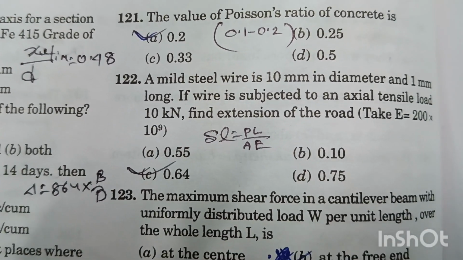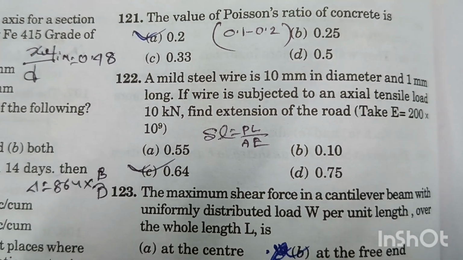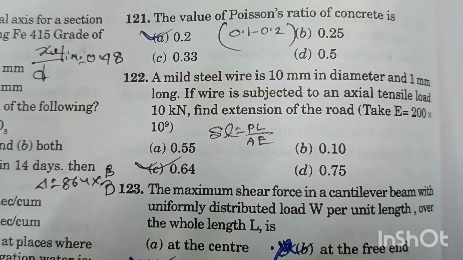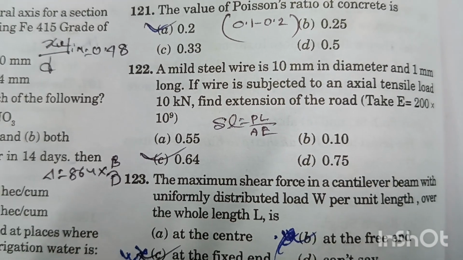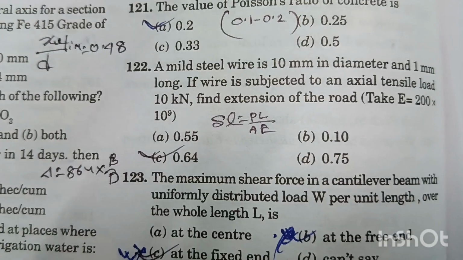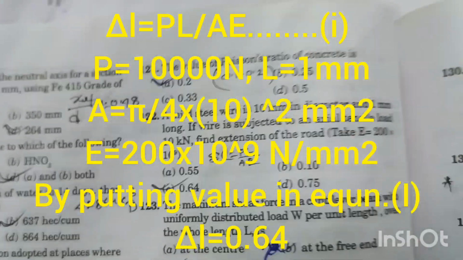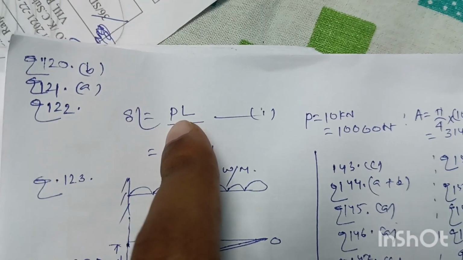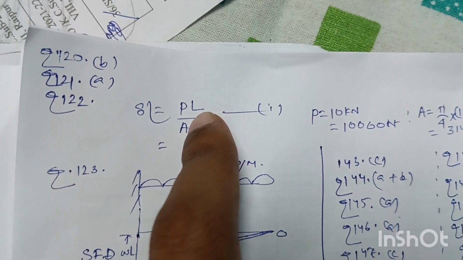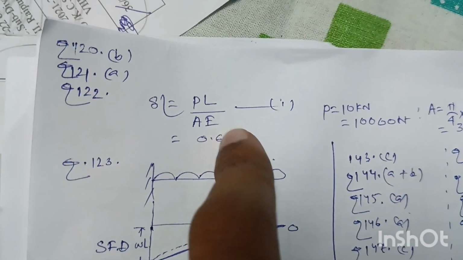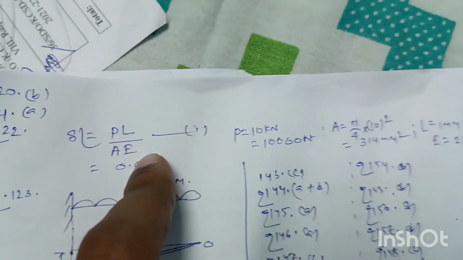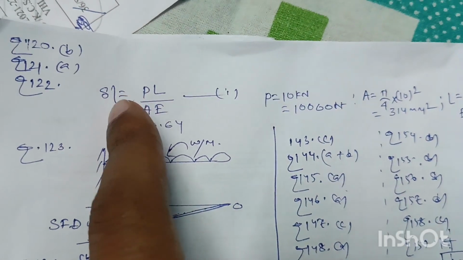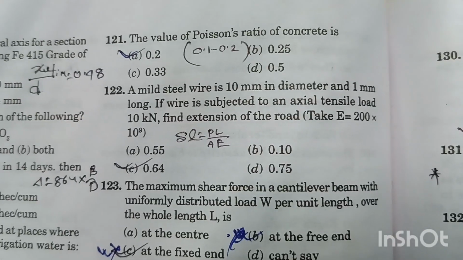Question number 122. A mild steel wire is 10 mm in diameter and 1 m long. If wire is subjected to an axial tensile load of 10 kN, find extension of the wire where E equal to 200 into 10 to the 9 Newton per millimeter square. We know the value of del L, or the extension, equal to PL by AE. P is the applied force, L is the length of the wire, A is the cross-sectional area of the wire, and E is the Young modulus of the wire material. If we put the value of P, L, A and E, we will get the value of del L equal to 0.64. Option C is the right answer.